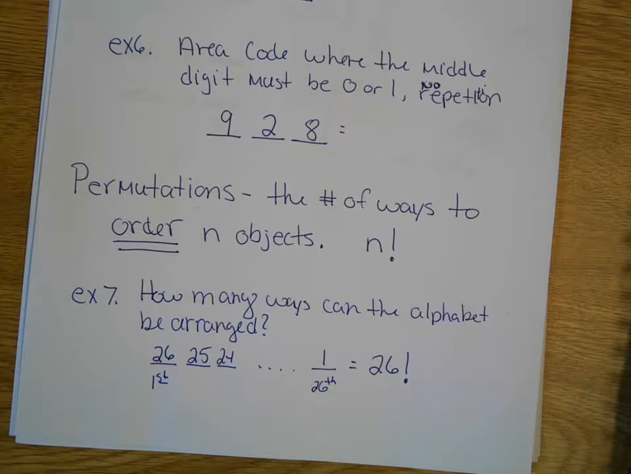Okay, so what is 26 factorial? 4.03291461 times 10 to the 26th power, approximately.